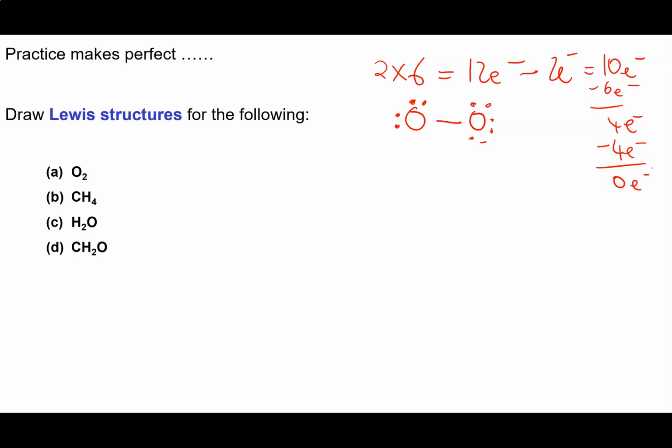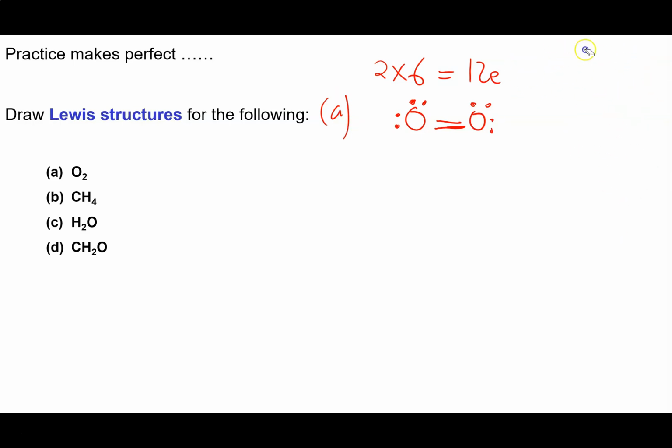Check whether my central atom has an octet. 2, 4, 6. It doesn't. It's 2 electrons short. So what I've got to do, bring those guys in. They're not a lone pair anymore. They become a bond. So that's the first one. So oxygen, got a double bond in there. Okay, got the space.